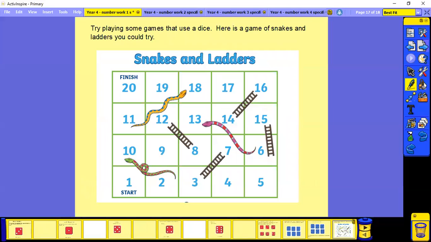So at home, you could try playing some games that use a dice. That will help you to become really familiar with what a dice looks like and the different faces. So I've put a game of snakes and ladders on here that you could try, but there are other games that you might have at home that use a dice.